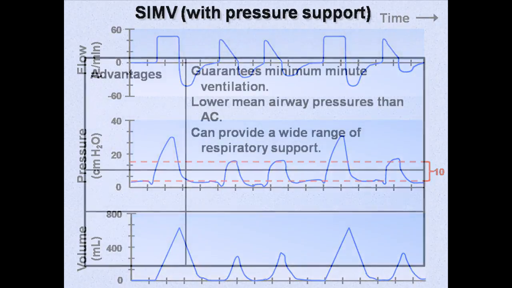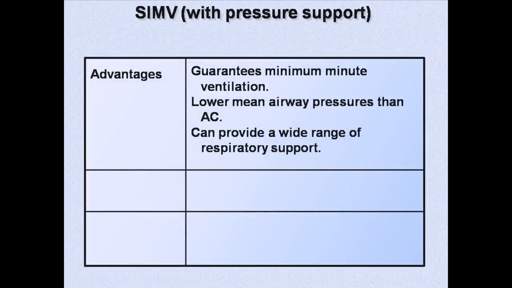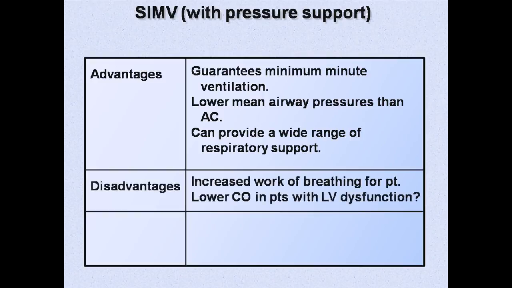One advantage of SIMV is that, like assist control, it guarantees a minimum minute ventilation. However, unlike assist control, it generally leads to lower mean airway pressure and can provide a wide range of respiratory support depending upon the set respiratory rate. A major disadvantage of SIMV is that it requires more work of breathing on the part of the patient.